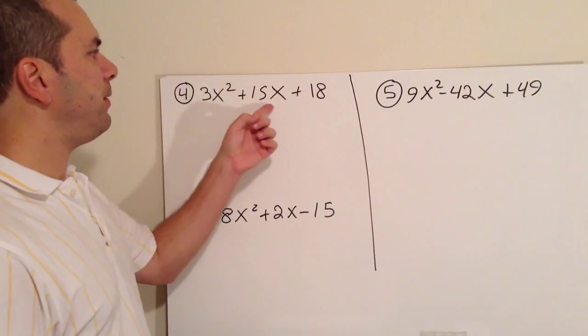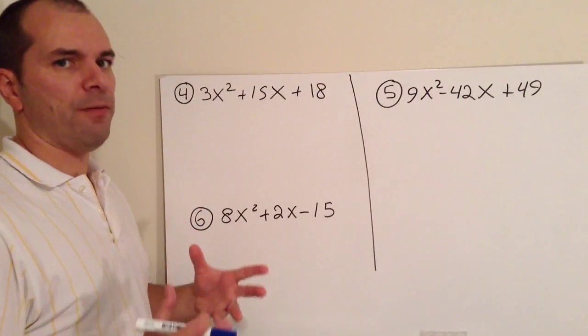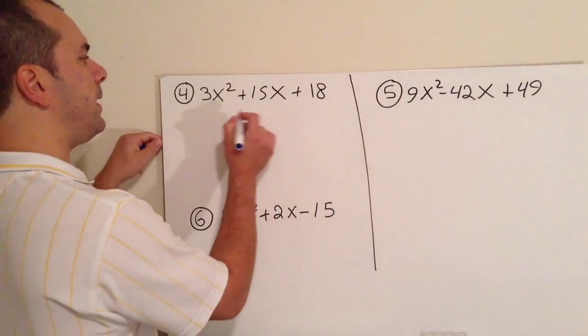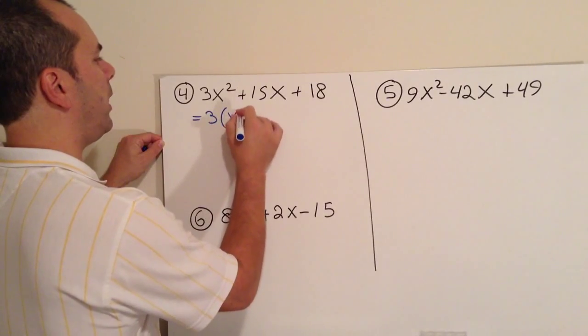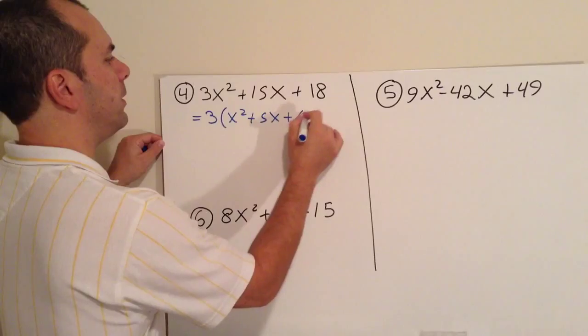3x squared plus 15x plus 18. What is the first step for factoring? Checking for common factor. Is there a common factor here? And the answer is yes. I can take out a 3. x squared plus 5x plus 6.